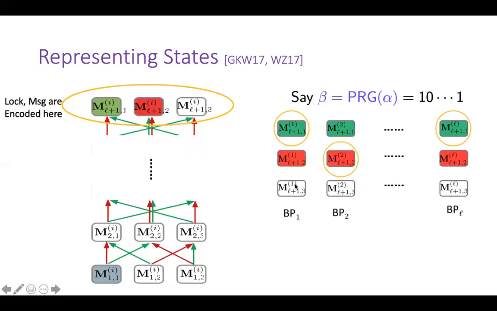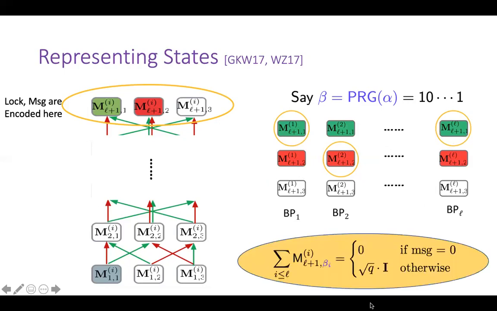Let's consider all the final layer matrices of all the branching programs. If the ith bit of beta is 1, then circle the green matrix in the ith branching program. If the ith bit of beta is 0, then circle the red matrix in the ith branching program. And then we'll sample all the non-circled matrices uniformly at random. And then we'll sample all the circled matrices still uniformly at random, but subject to one condition.